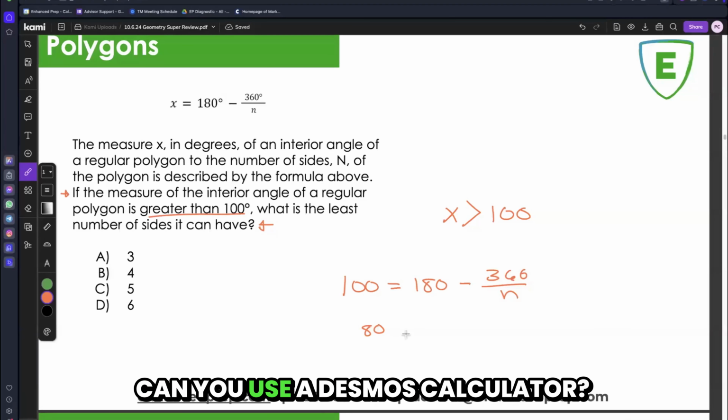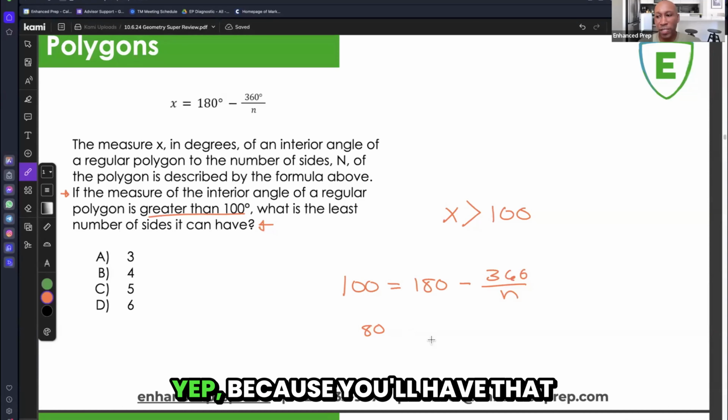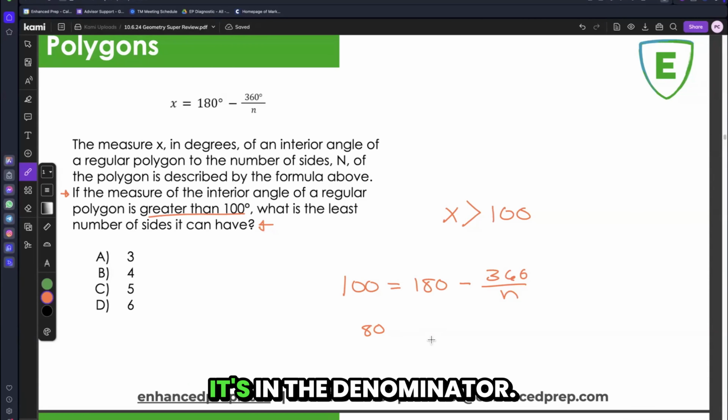Can I use a Desmos calculator? Yep, that's fine. Yep, because you'll have that available for the exam as well. It's on the denominator. Awesome.